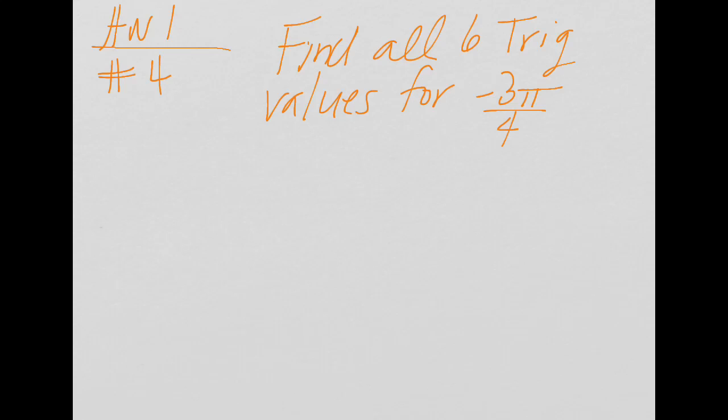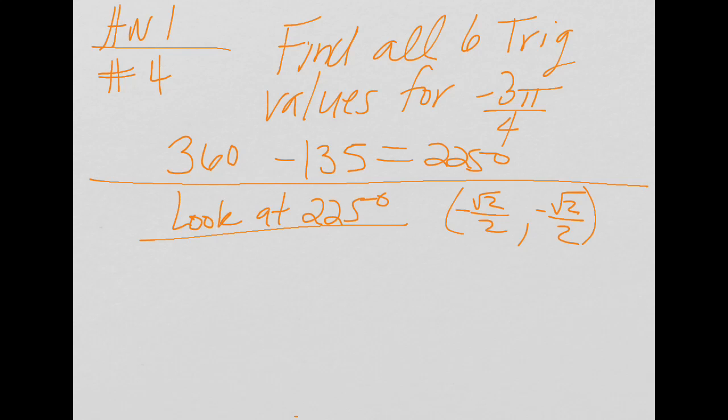Alright, so it's going to tell you to find all 6 trig values for some angle. In this problem, it gives you negative 3 pi over 4. In this class, because you don't get a reference sheet on the ACT or the AP test. So the cosine of this angle, all you've got to do is look at the x value and write down the x value.